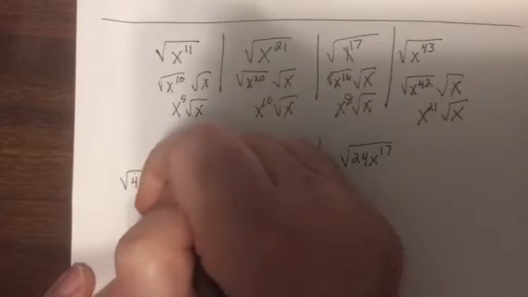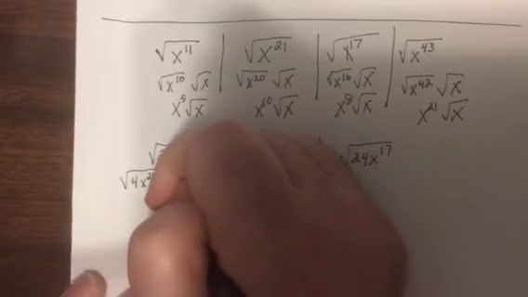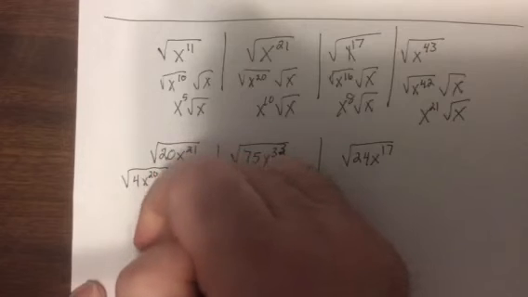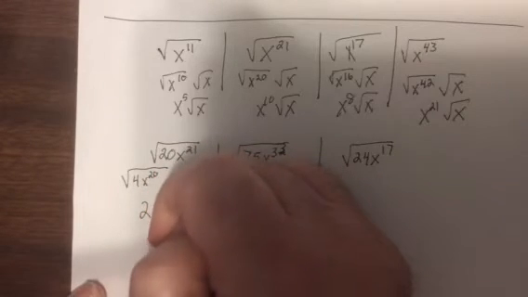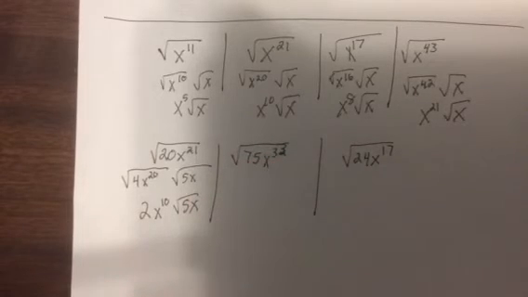Odd powers, so I break it off. One of the x's goes in the other stuff, and then the even number goes here under the perfect square. So square root of 4 is 2. 20 divided by 2 is 10. Then the other stuff that's just left over.